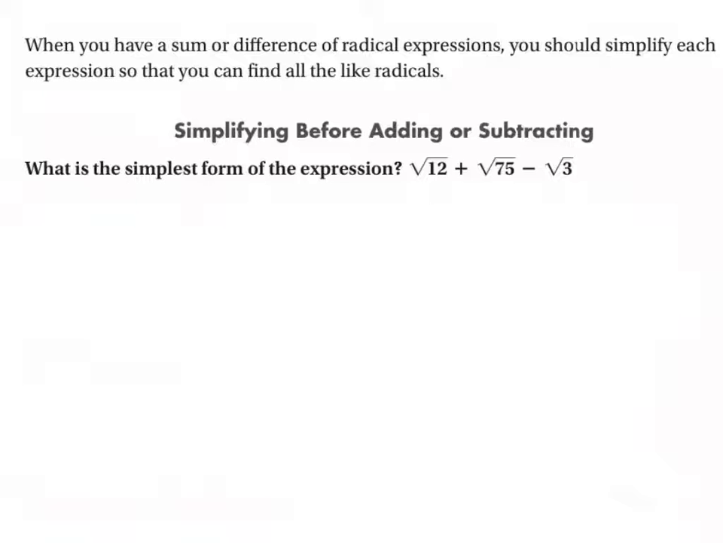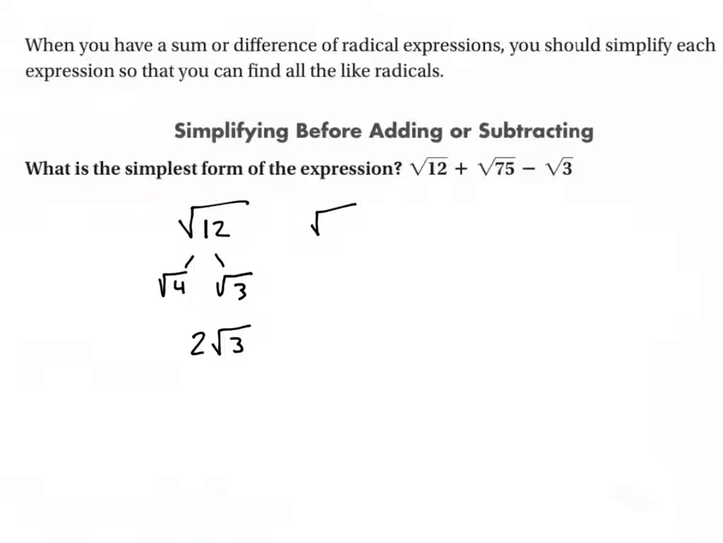Sometimes it becomes necessary to simplify your radicals in order to see if they will have like radicals. When we're trying to simplify things, we're going to simplify each radical separately and then see what combines from there. In this case, the square root of 12 can be broken apart into the square root of 4 times the square root of 3, which when simplified becomes 2 square root of 3.